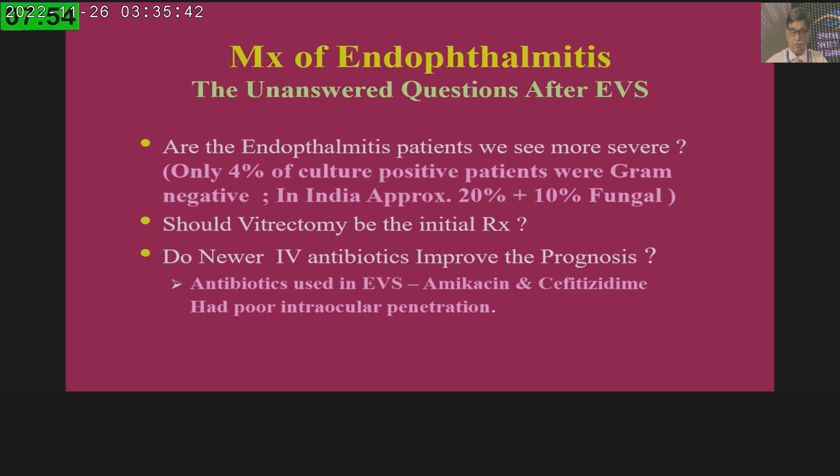So the question becomes, should vitrectomy be the initial treatment? But then there's another question. What about the newer intravenous antibiotics that have come now? The antibiotics used in the EVS were amikacin and ceftazidime as a routine, and both have a poor intraocular penetration. It's like actually giving a drug that doesn't work and saying it didn't work.